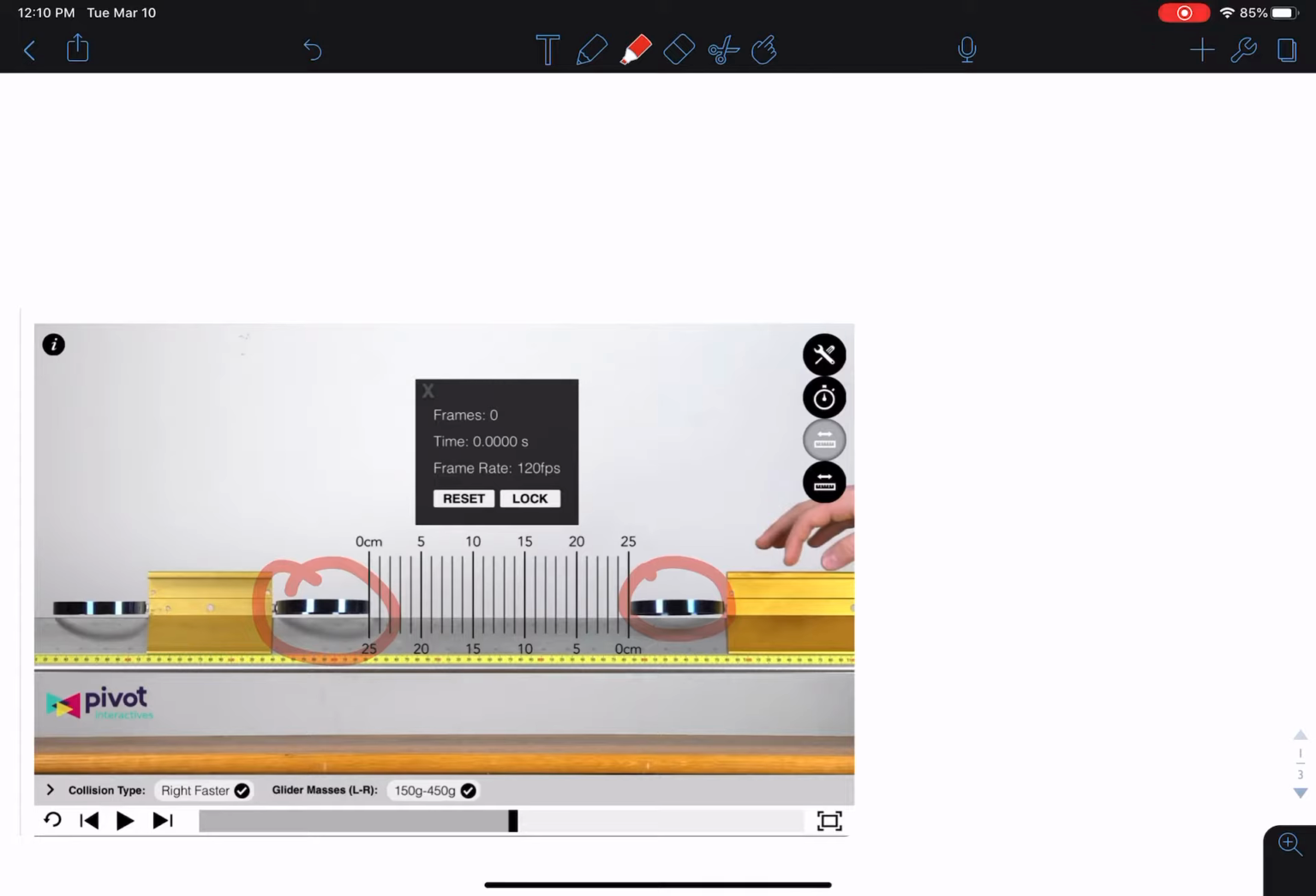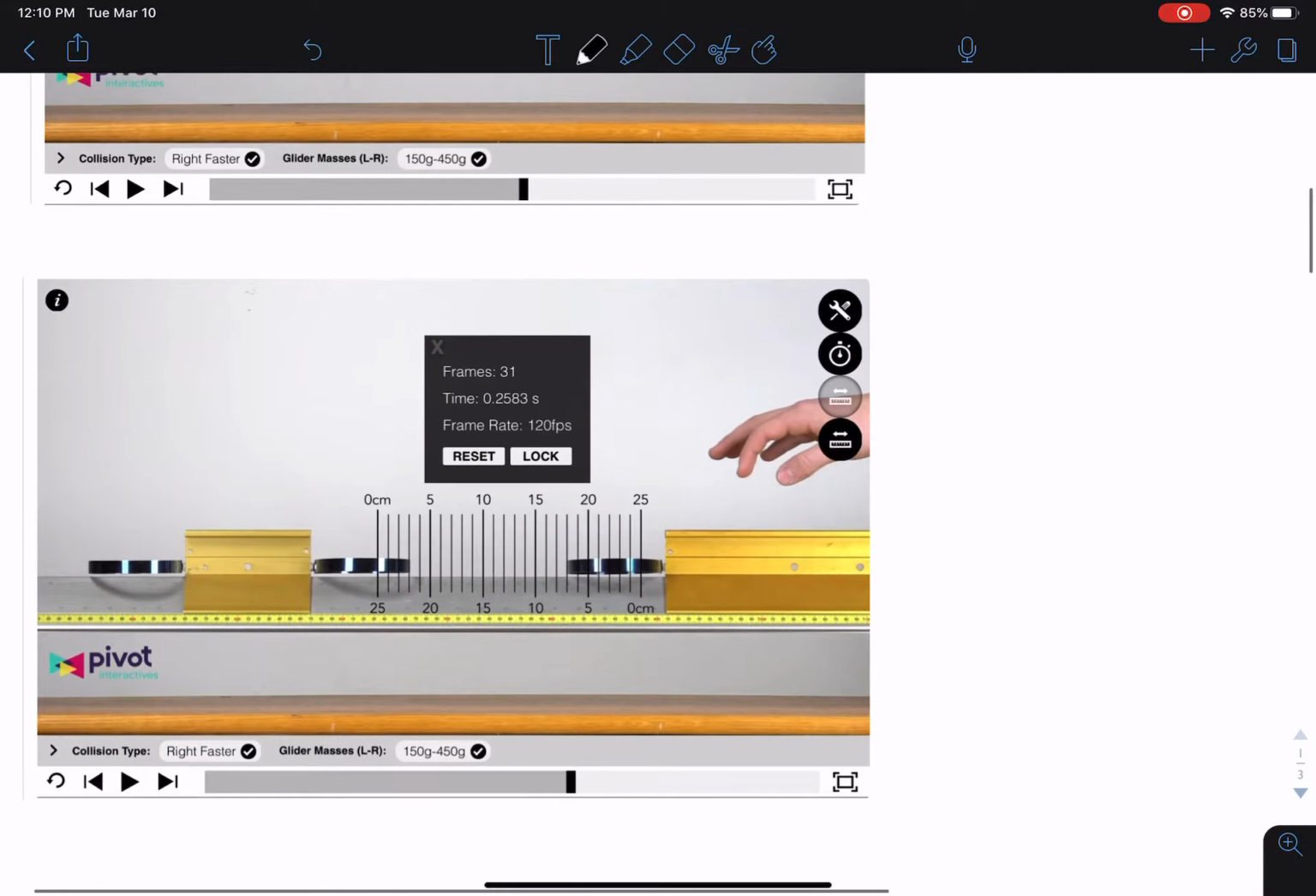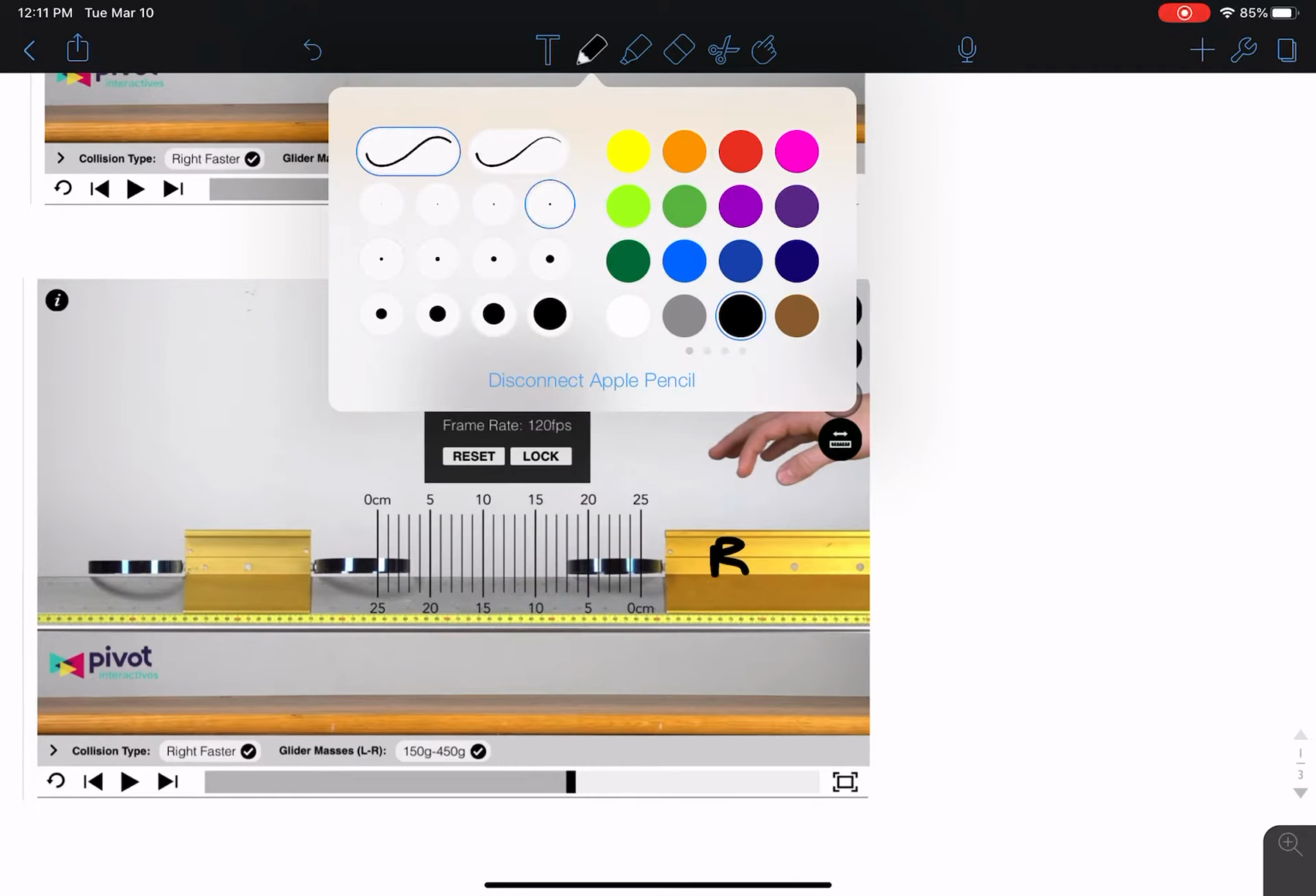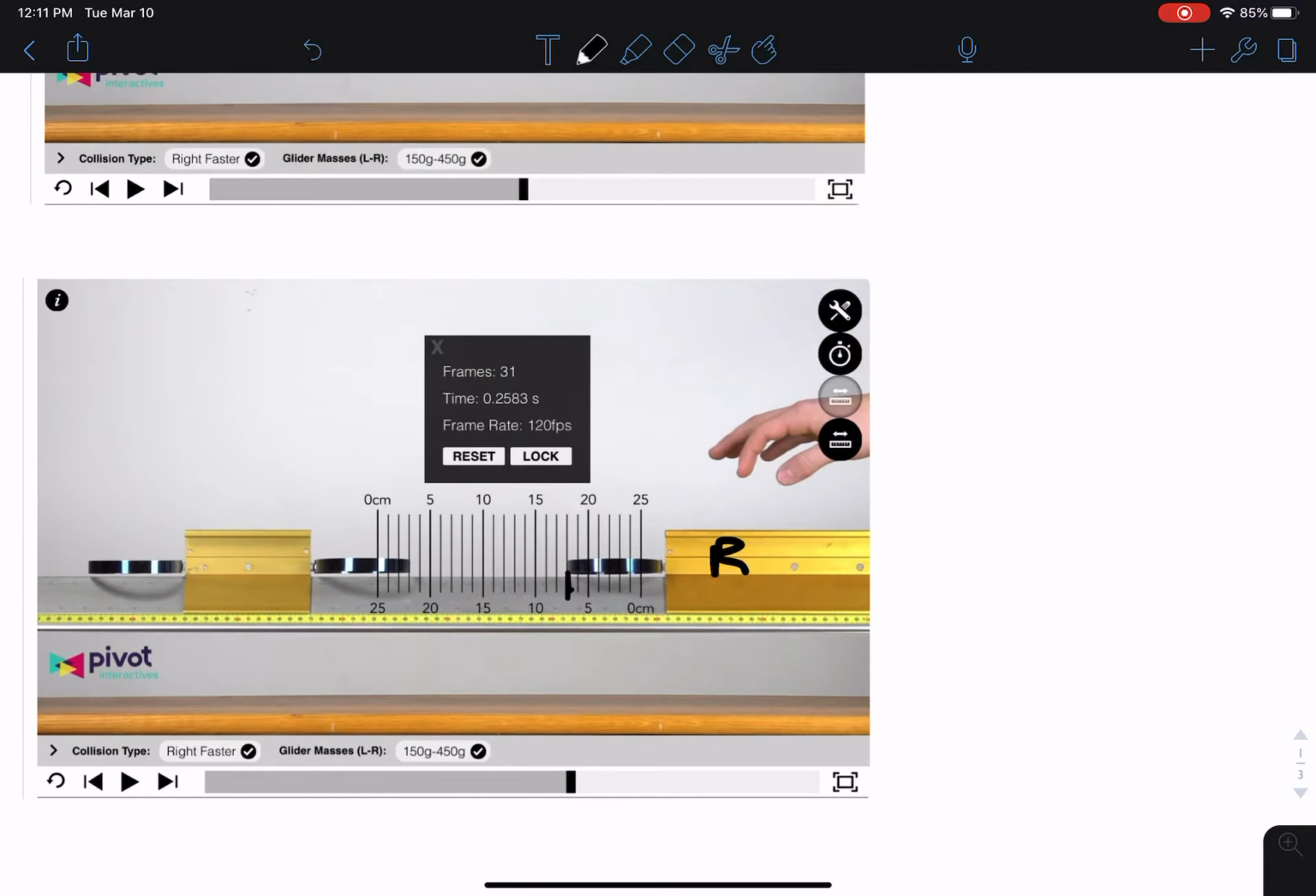Now, in this frame, I've got my ruler set so that each cart is essentially at position 0, and I've reset my time to 0 as well. If I go to the next screenshot, it moves 31 frames, and our right cart is all the way over at the 7 centimeter mark. It did that in 0.2583 seconds.